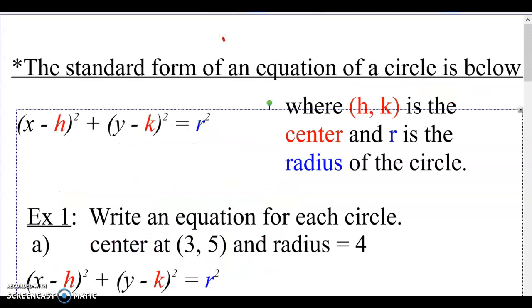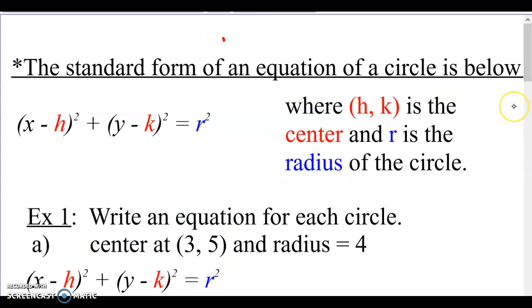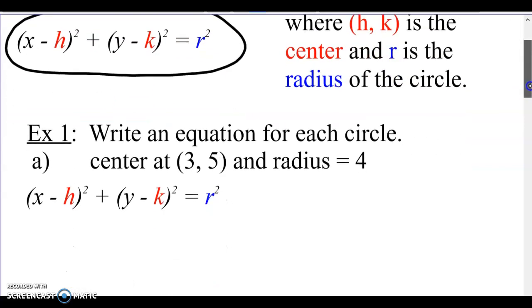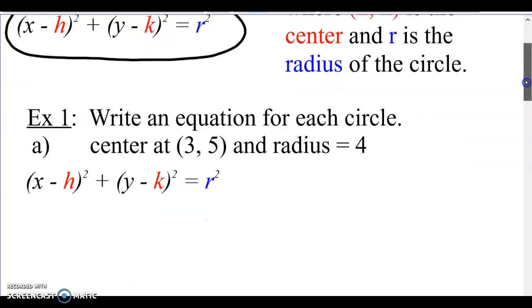Now on to equations for circles. So here's the general formula right here. Okay. And H and K there in red are going to be the X and Y value of the center of the circle. And then this number on the end here after the equal is going to be whatever the radius is squared. Okay. All right, so here are some examples.